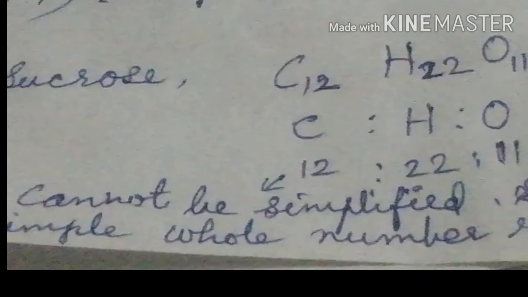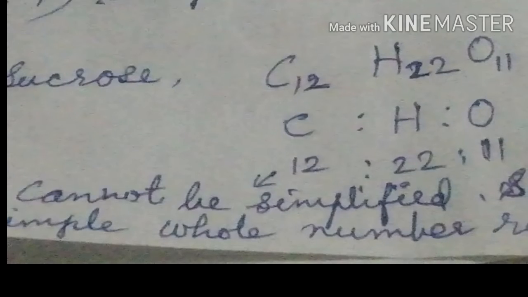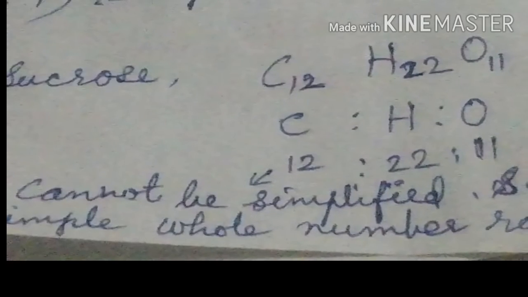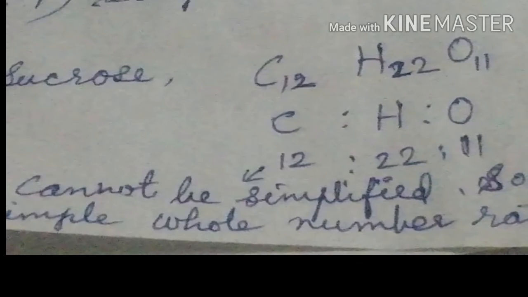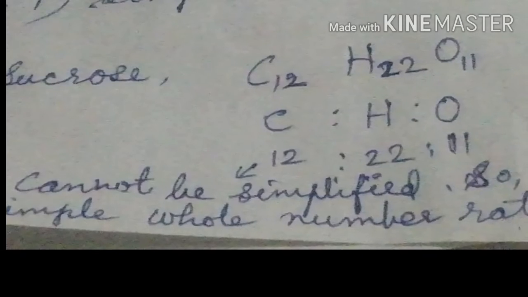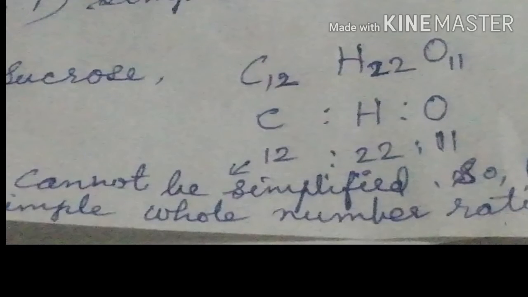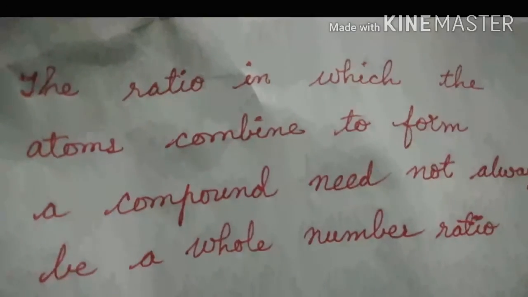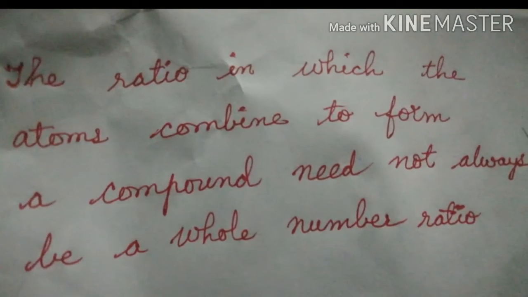But in the case of sucrose with the molecular formula C12H22O11, the carbon, hydrogen and oxygen combine in a ratio 12:22:11. This ratio cannot be simplified further. So, there is no simple whole number ratio. The meaning of this postulate is the ratio in which the atoms combine to form a compound need not always be a simple whole number ratio.